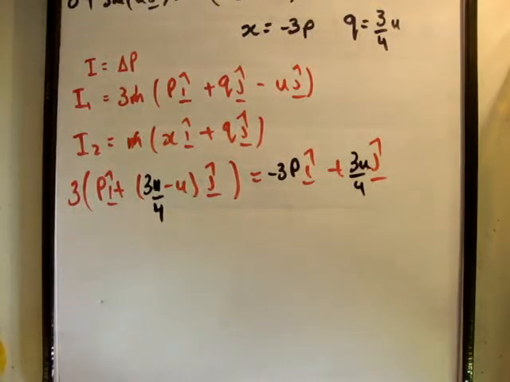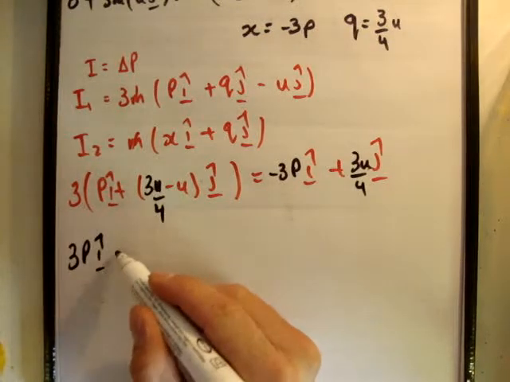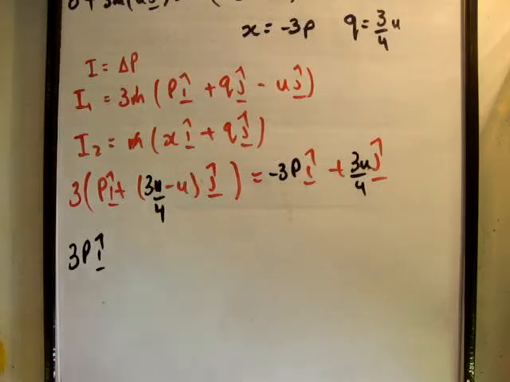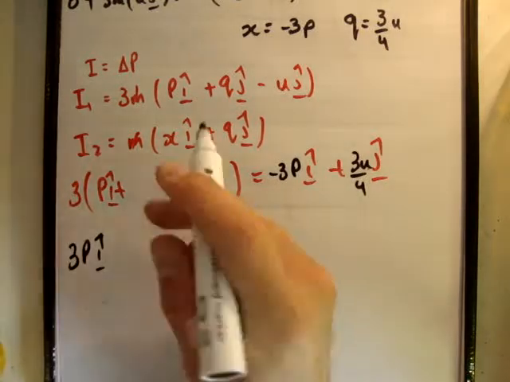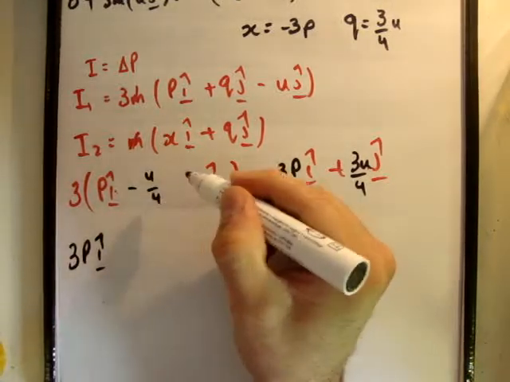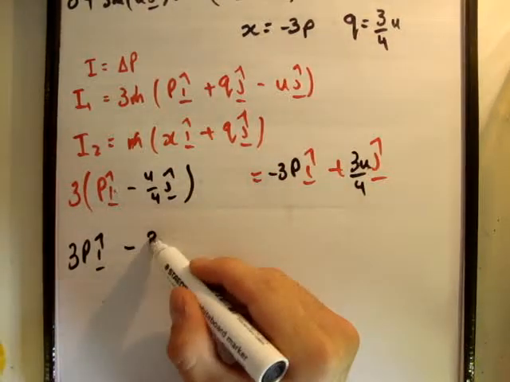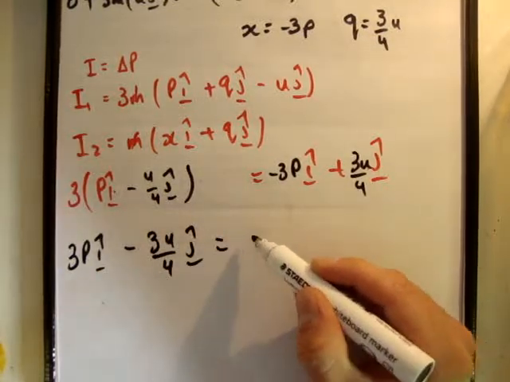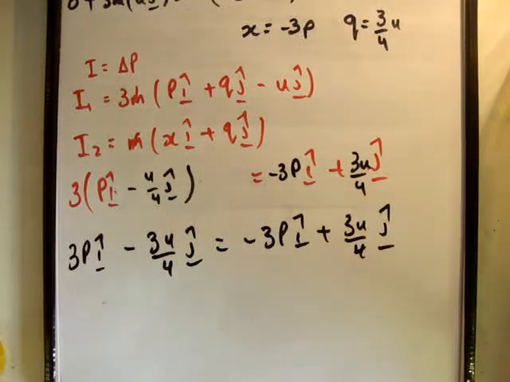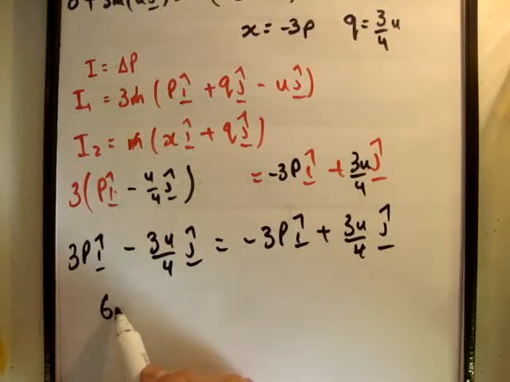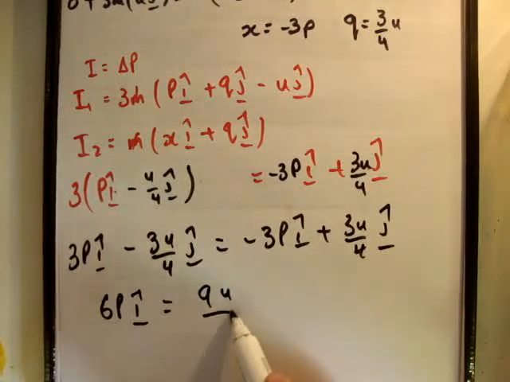Alright, so now let's multiply in by 3. So we get 3p i hat, and this, by the way, 3/4 u minus u, 4/4, is negative 1/4 u. So it's going to be negative u over 4 j hat. Multiplying in by 3, we're going to get negative 3u over 4 j hat is equal to negative 3p i hat plus 3u over 4 j hat. So bring the p's across, and we're going to get 6p i hat is equal to 9u over 4 j hat.